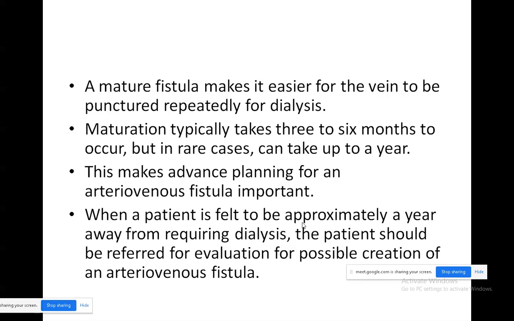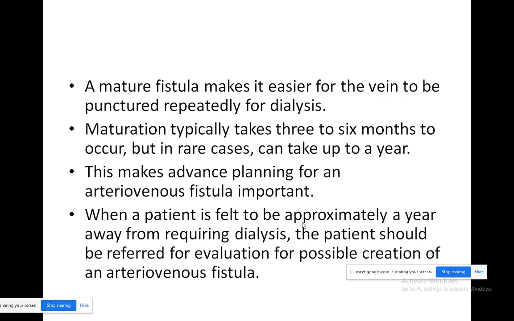So a mature fistula makes it easier for the vein to be punctured repeatedly for dialysis. So the fistula will help the dialysis process to be done repeatedly. Okay, maturation typically takes 3 to 6 months to occur, but in rare cases can take up to a year. So the maturation process takes 3 to 6 months or a year. This makes advanced planning for an arteriovenous fistula important. So we have to plan in advance for taking this treatment.